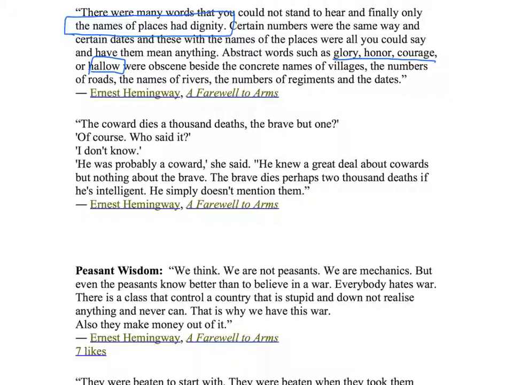And Catherine says, there's a great quote, "The coward dies 1,000 deaths, the brave but one." Of course, who said it? I don't know. He's probably a coward, Catherine said. He knew a great deal about cowards, but nothing about the brave. The brave dies perhaps 2,000 deaths if he's intelligent. He simply doesn't mention them.